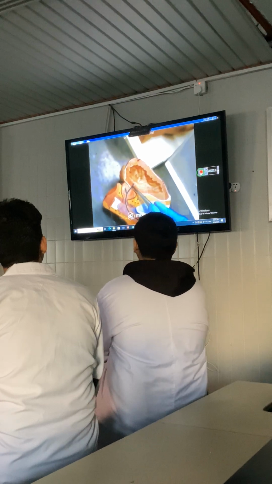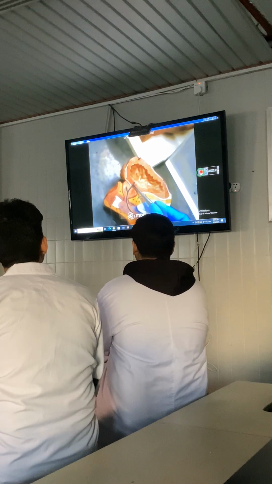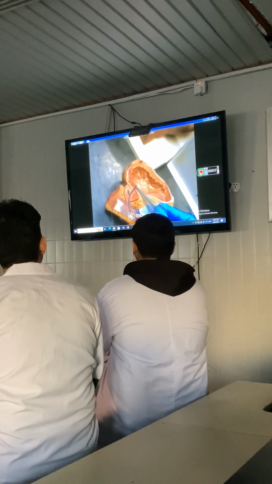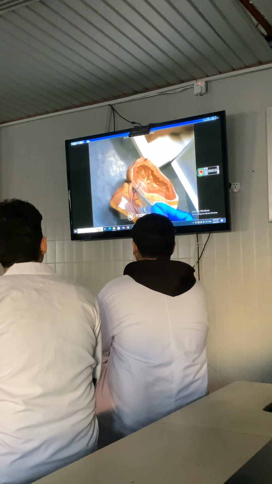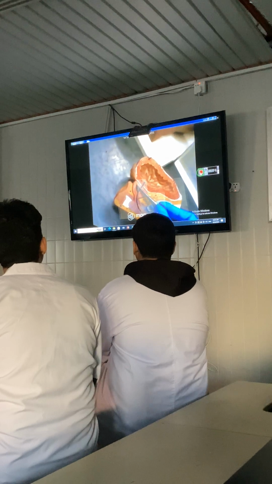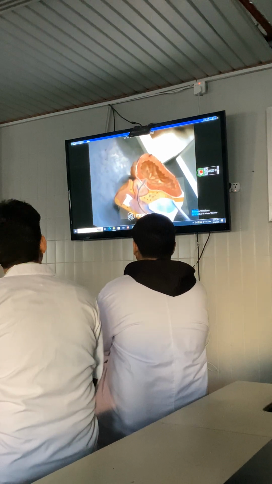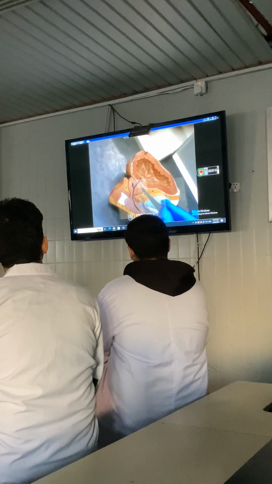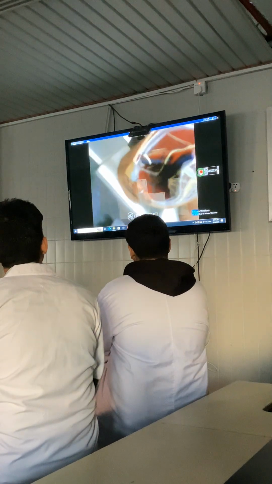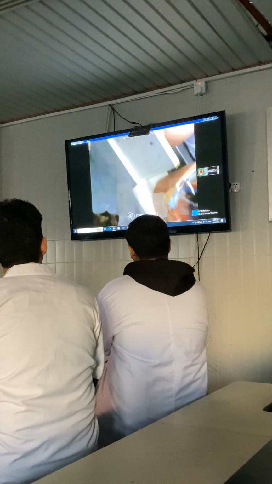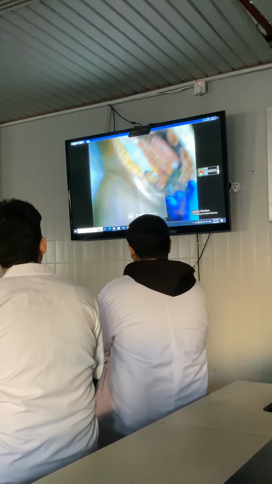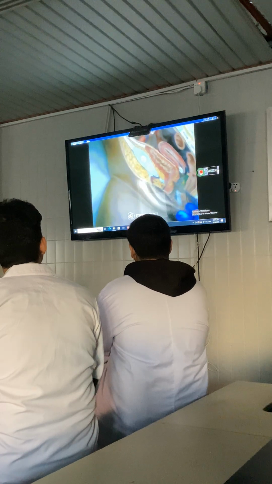This part of the urinary bladder is called the neck, while this part is called the apex. Below the neck is the prostate gland in male, and in female, below the neck of urinary bladder is the pelvic diaphragm.